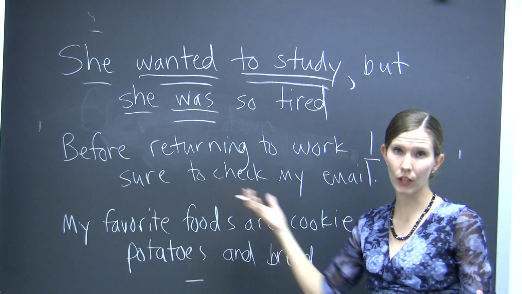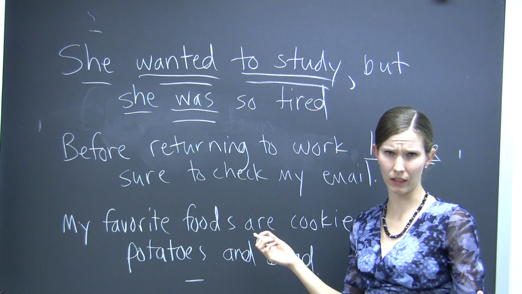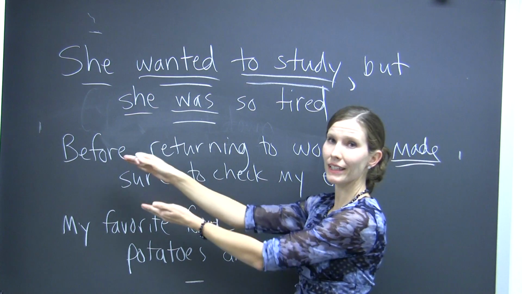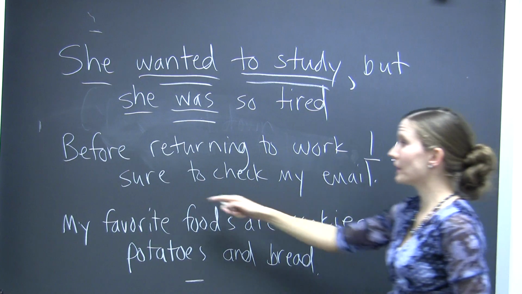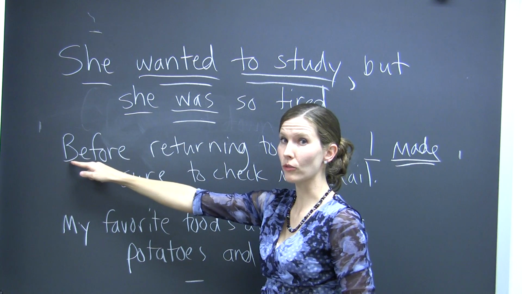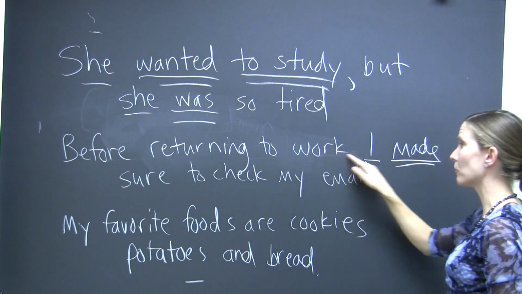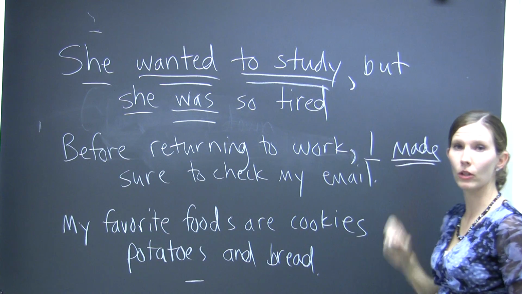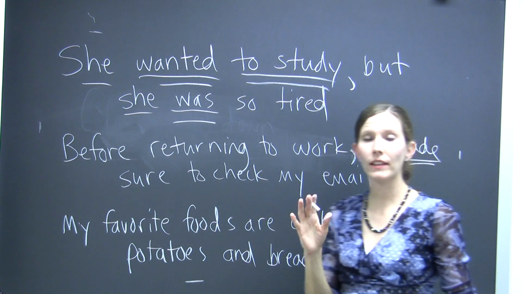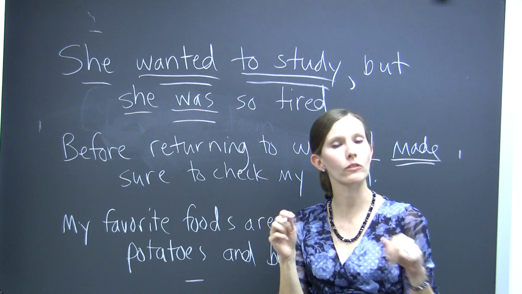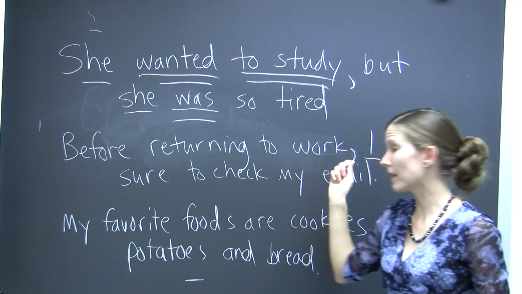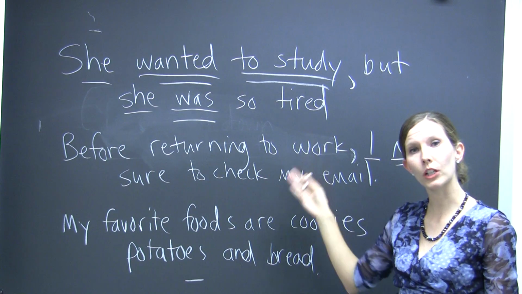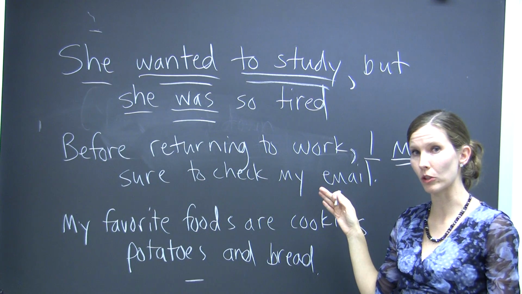To let the reader know that you're introducing that main clause, you need to use a comma at the end of the introductory word or phrase or clause. In this case, the introductory prepositional phrase is before returning to work. So I would have a comma right there. So the way to think about this rule, which is the introductory words rule, is that if you have anything that comes before the subject of your sentence, you put a comma after those introductory words.